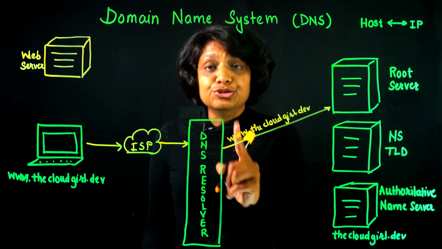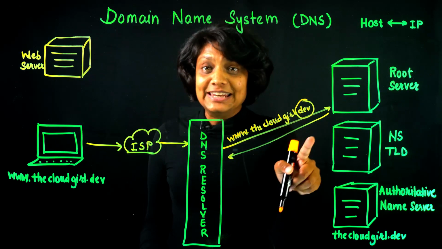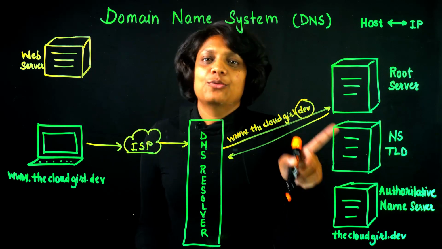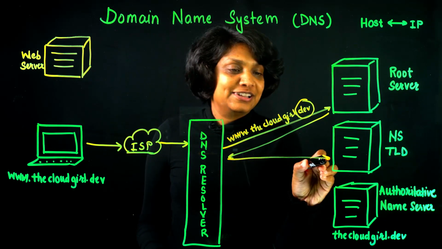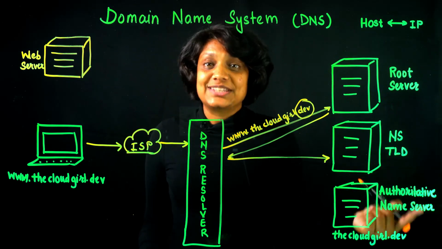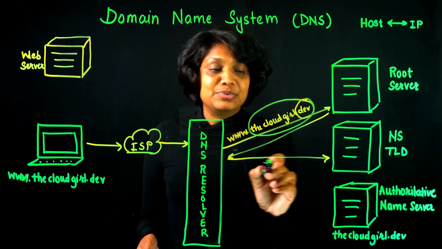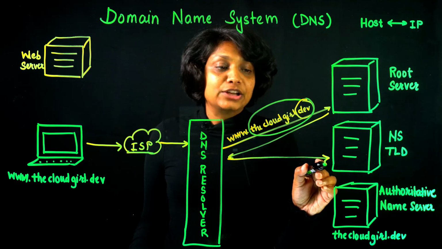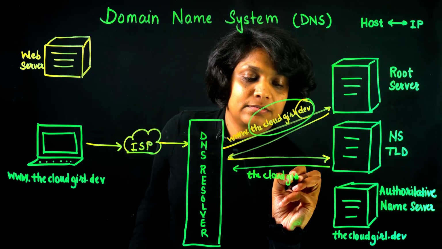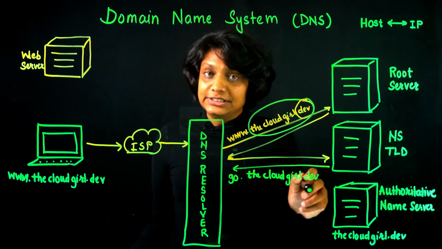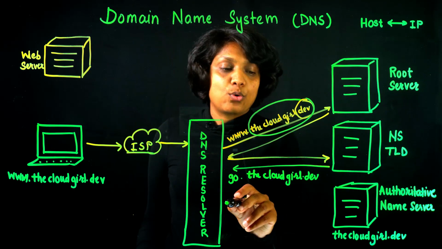And then the root server basically says, I don't know what the IP address for that is, but I do know that you have to go to the .dev top-level domain name server, which might know what the address is. So then the DNS resolver goes to the .dev TLD name server, which says, I don't really know the IP address for the whole thing, right? But I do know that you can go to the thecloudgirl.dev domain, and that server would know the IP address for www.